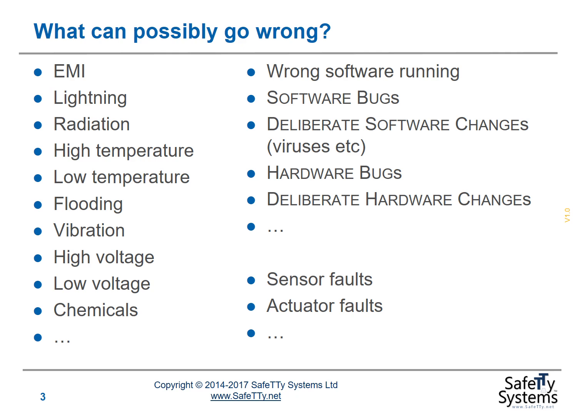For example, electromagnetic interference, lightning strikes, radiation, high temperatures, low temperatures, flooding, vibration, high voltages, low voltages, chemicals. We might have the wrong software running. There are probably still bugs in the software. We may be subject to deliberate software changes, such as computer viruses. There may well be hardware bugs. There may be some deliberate hardware changes. There may be sensor faults, actuator faults. There are many things that can possibly go wrong between your system leaving the factory and your system being used in the field, potentially for many years.